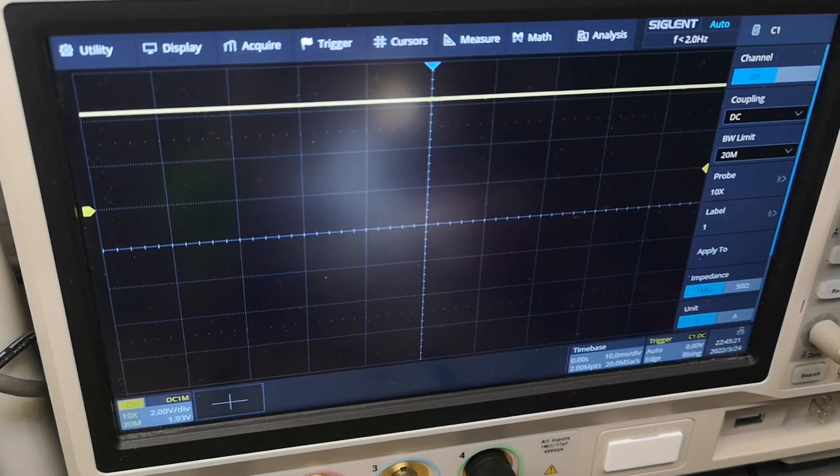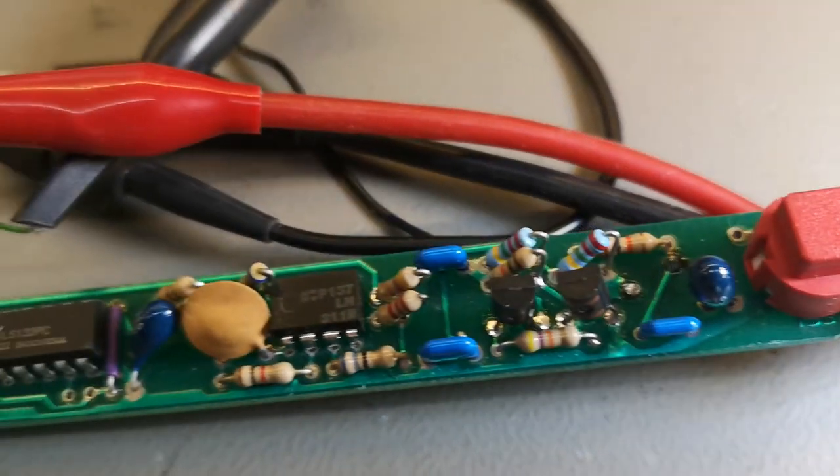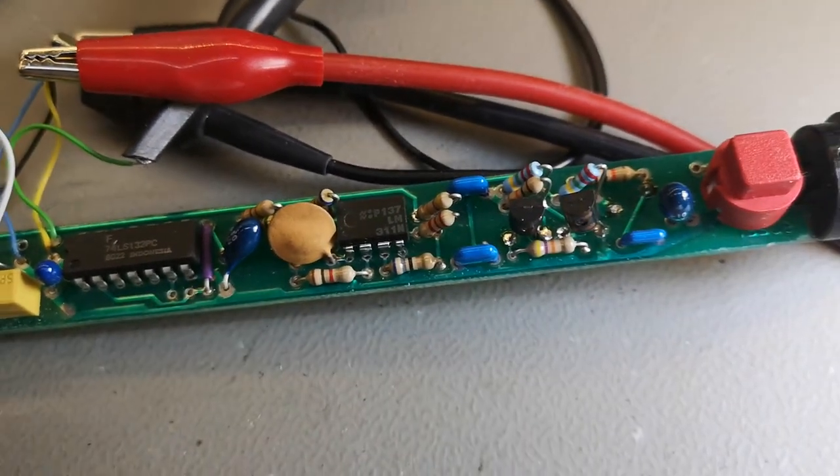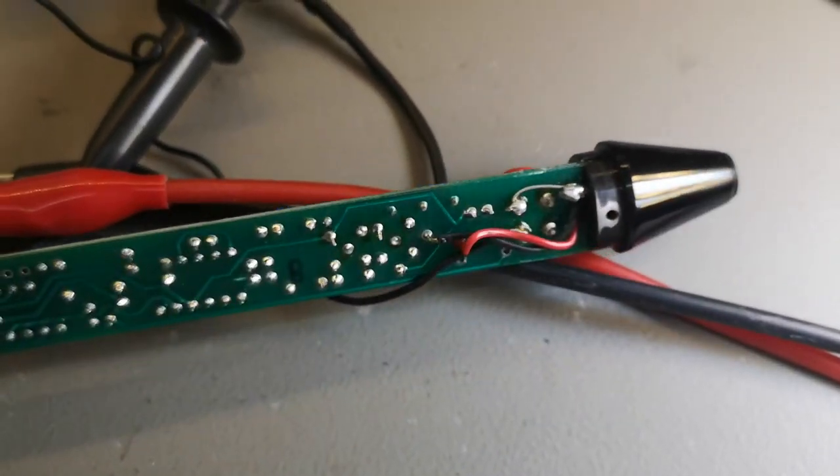So yeah, we're happy. This thing is working. And this is what it's doing. Definitely a CRT light pen thingy.